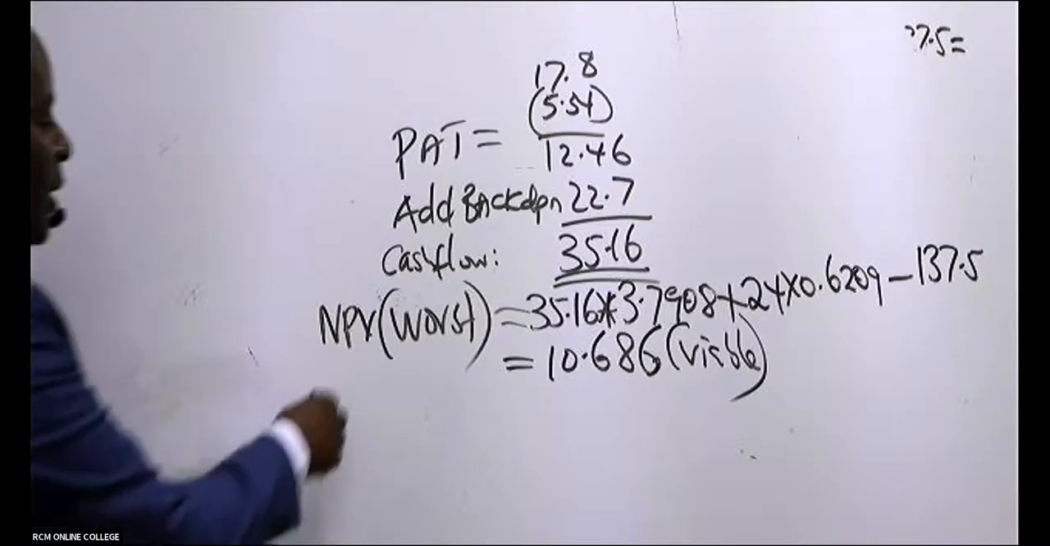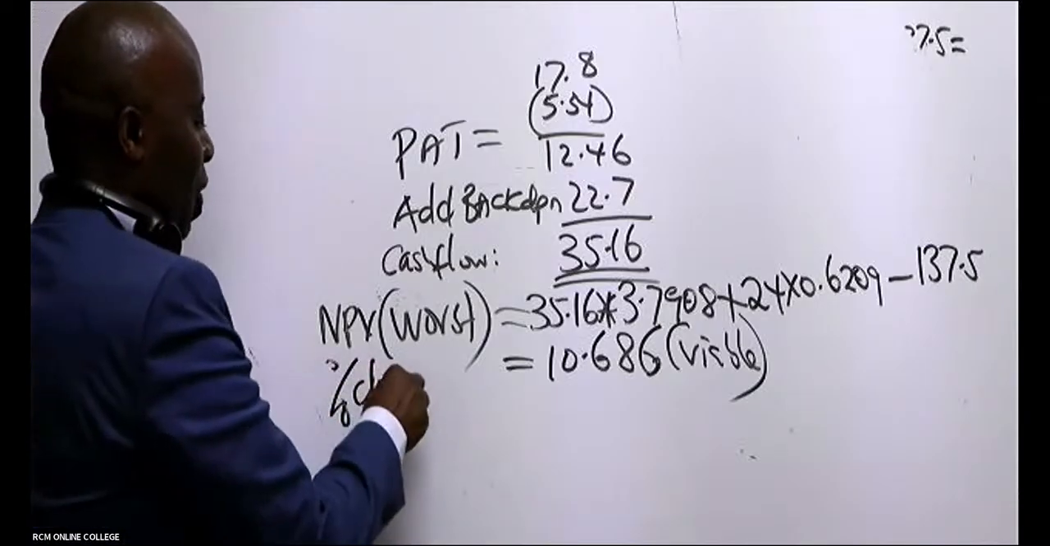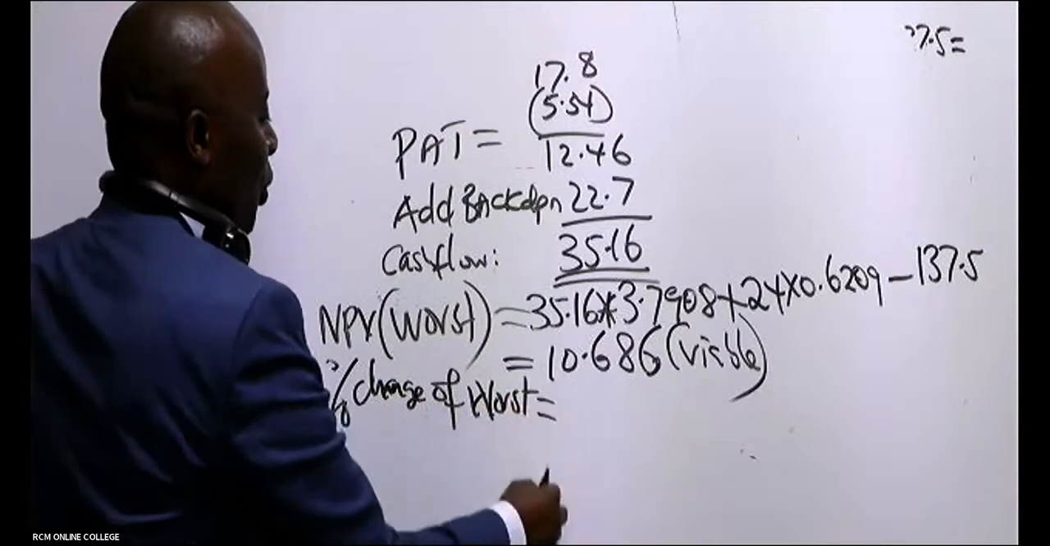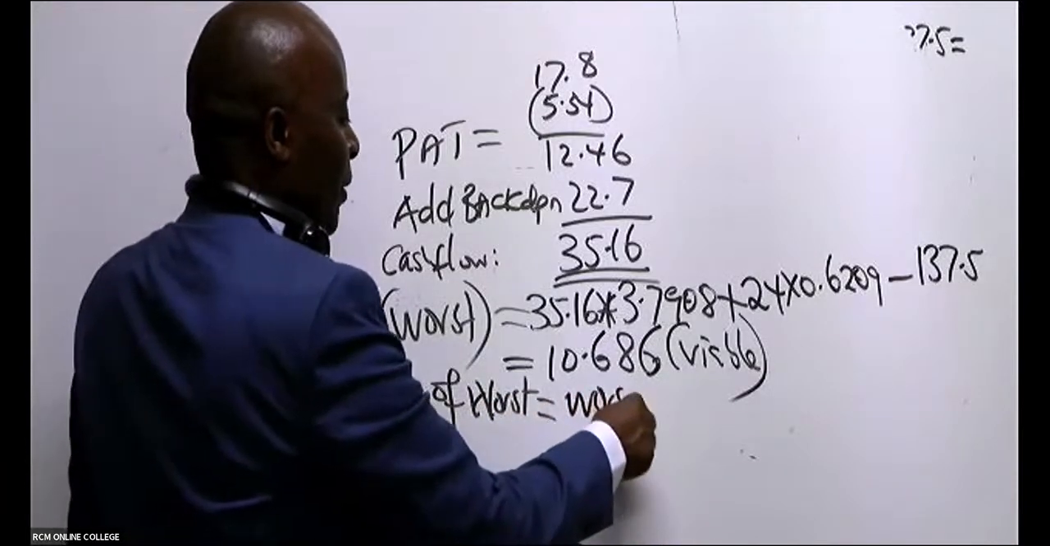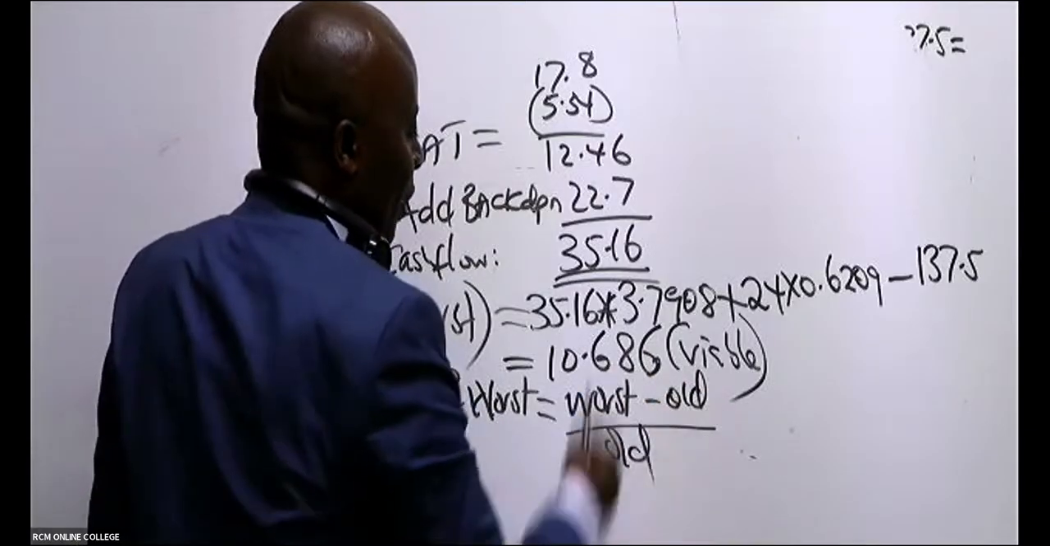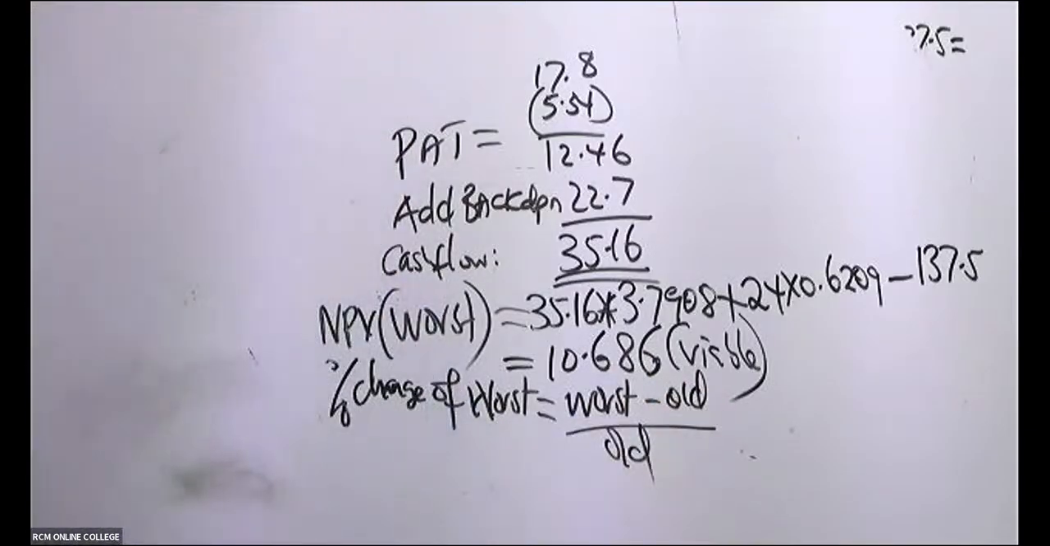And then give me the percentage change of worst, which will be the worst minus old, all over old, times 100. You always use that approach, best minus old over old. This one will be worst minus old over old.